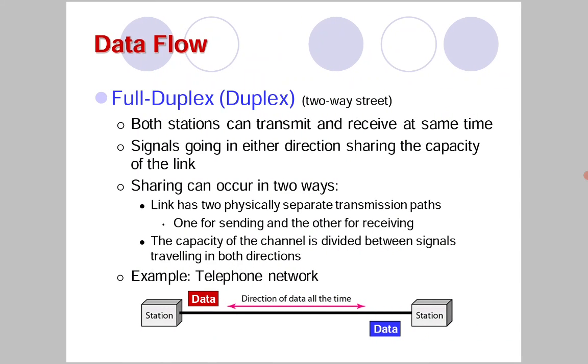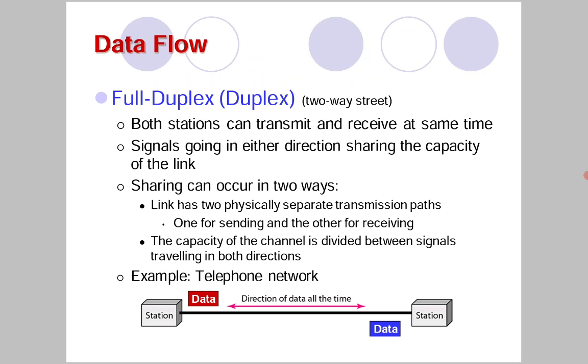Next is the third type of transmission. The third type of data transmission is full duplex. In full duplex mode, two-way data communication takes place. Both stations can transmit and receive the data or information at the same time, with signals going in either direction, sharing the capacity of the link.